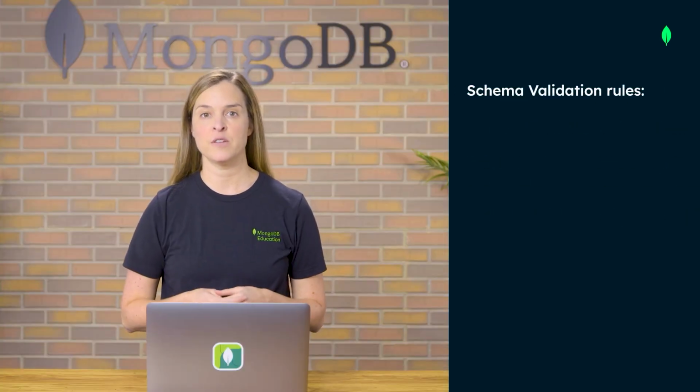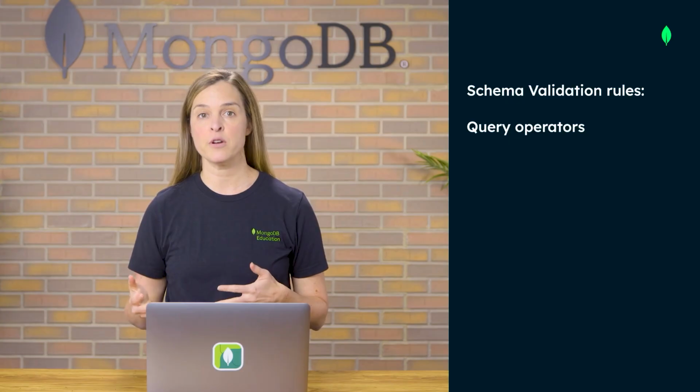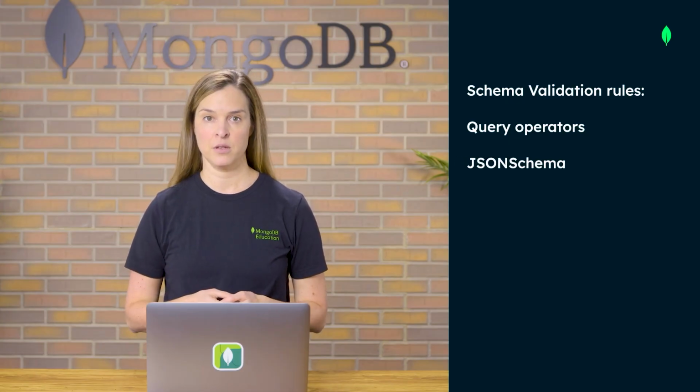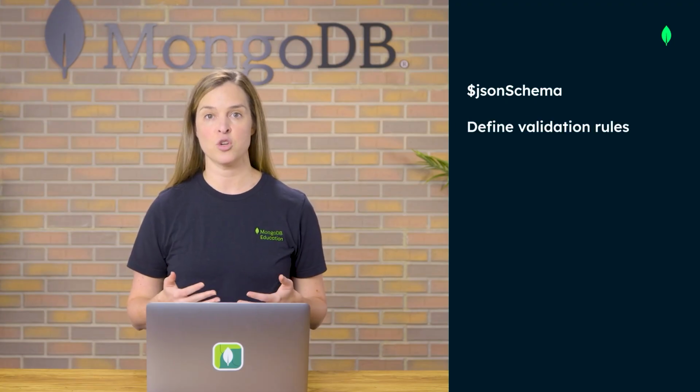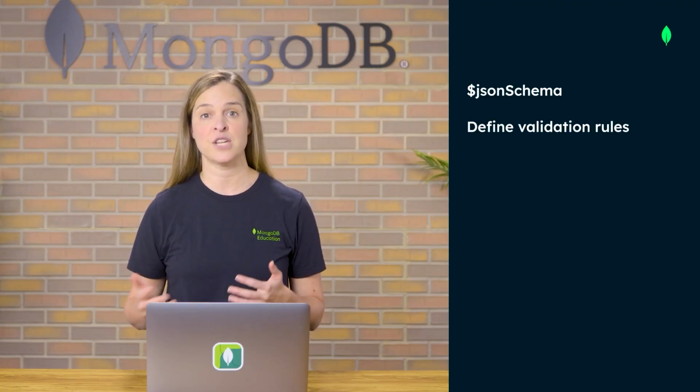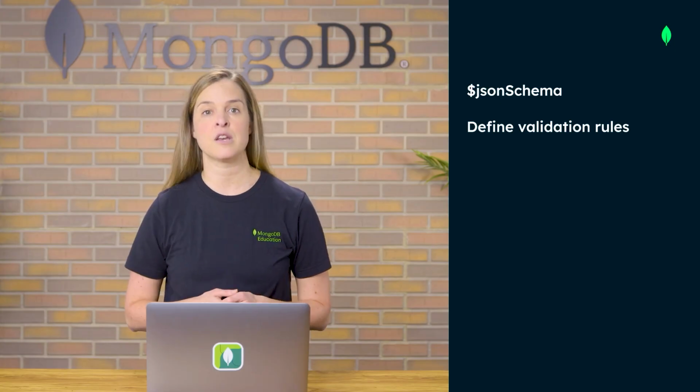To define schema validation rules, you can use query operators or the JSON Schema standard. JSON Schema is a well-known standard that allows you to describe and validate JSON documents. The MongoDB $jsonSchema operator is used to define validation rules for your document fields using the JSON Schema standard. Let's look at an example.